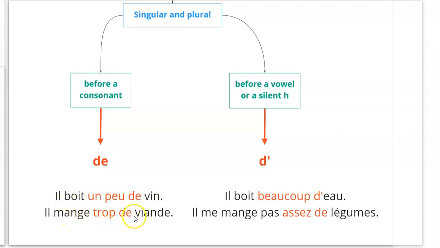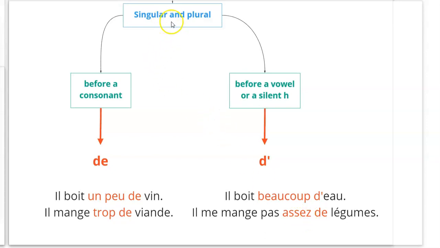Il mange trop de viande. He eats too much meat. Il boit beaucoup d'eau. He drinks a lot of water. Il ne mange pas assez de légumes. He doesn't eat enough vegetables.